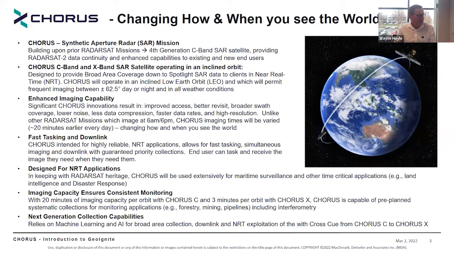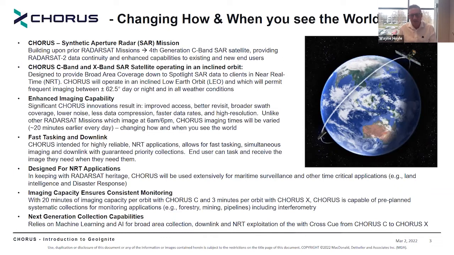And unlike other RADARSAT missions, most of our sun-sync satellites image at 6 a.m. or 6 p.m. for SAR. Chorus is going to be changing the time that it flies over a particular area by about 20 minutes every day. So it's going to be getting 20 minutes earlier each day, which is really going to help to show how we're going to change when we see the world.